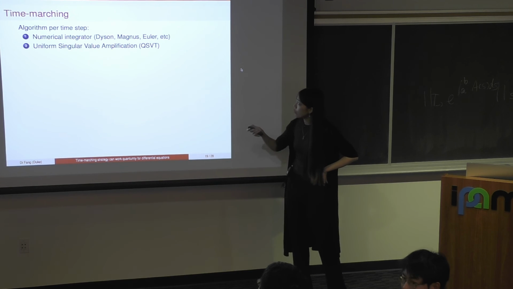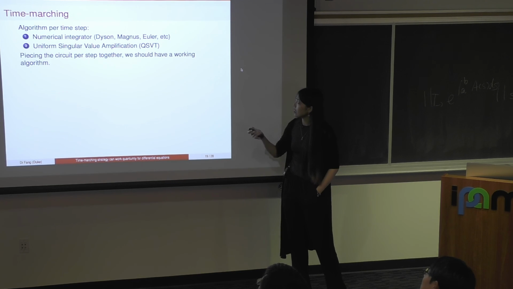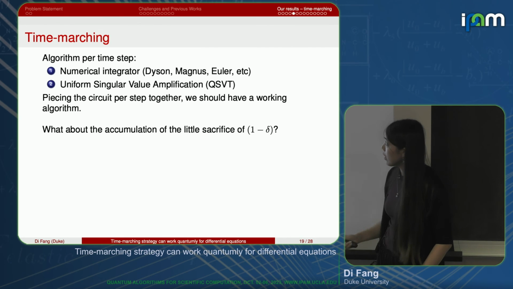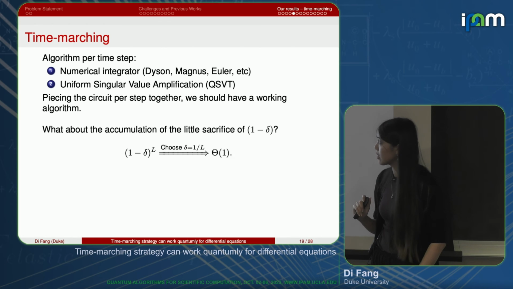So now you have things packed. Basically, if you do this, you can piece everything together. You will have a working algorithm. And you may wonder, well, I sacrifice a little delta at every time step and I raise it to the L's power. Isn't that giving me a blow up? Well, you can choose this delta to be 1 over L, and then it will contribute something that is of order 1.